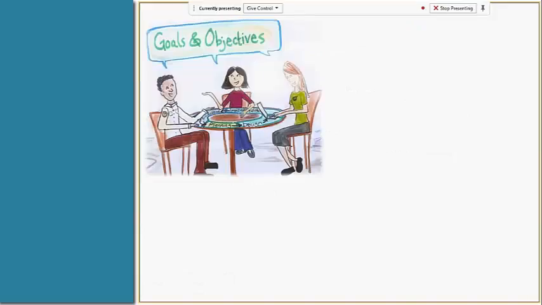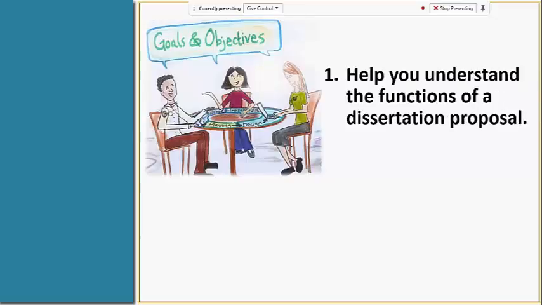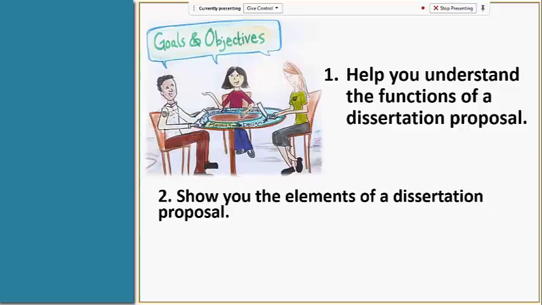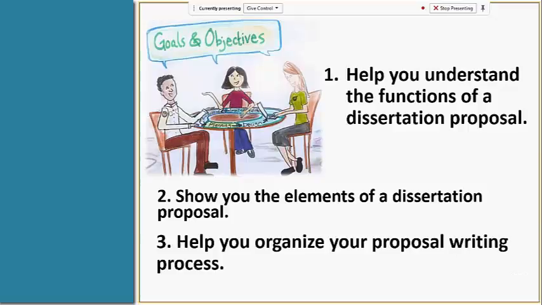Okay, got it. All right, so my aim is to accomplish 3 things with you today. First, to help you understand the functions of a dissertation proposal. That's why you're required to write one, what it does. Second, to show you the elements of a dissertation proposal. That's the content that goes into it, and I'm going to be spending some time discussing topic development as well. And last, how to help you organize your proposal writing process.